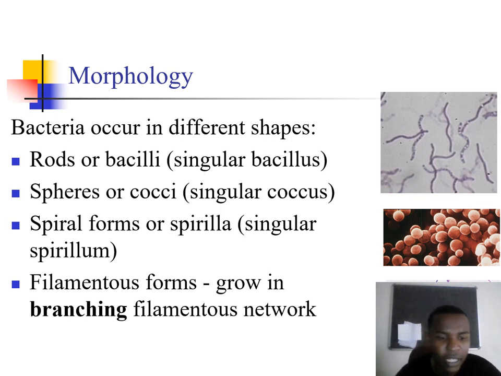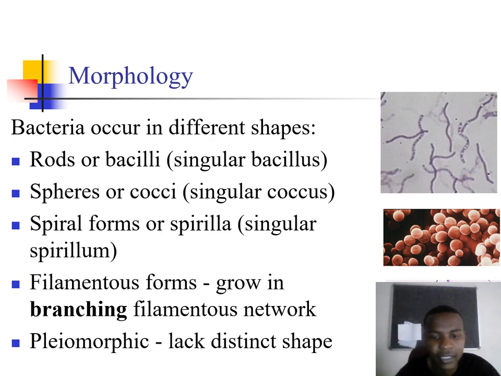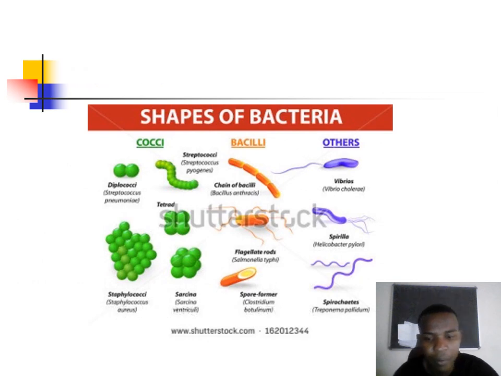Yes, pleomorphic. They lack a distinct shape. So let's look at the following diagram below, whereby now we study them and say, you see that this one is a bacilli, the others are like the rod shapes, the cocci, streptococcus examples. Others are spiral there. Yeah, others are what? Yeah, these are the shapes and different types of bacteria.